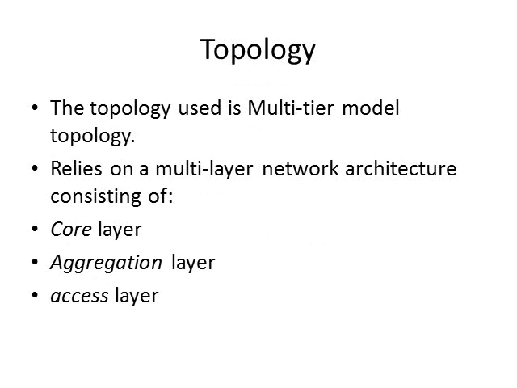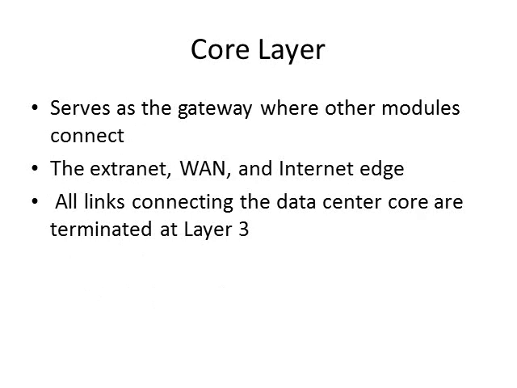Okay, coming to topology now. The topology we have used is the multi-tier model topology. This relies on a multi-layer networking architecture consisting of core layer, aggregation layer, and access layer. Okay, so let's go briefly over the 3 layers. First, the core layer. The core layer serves as the gateway where other modules connect, such as extranet, WAN, and Internet Edge. All links connecting the data center core are terminated at layer 3.